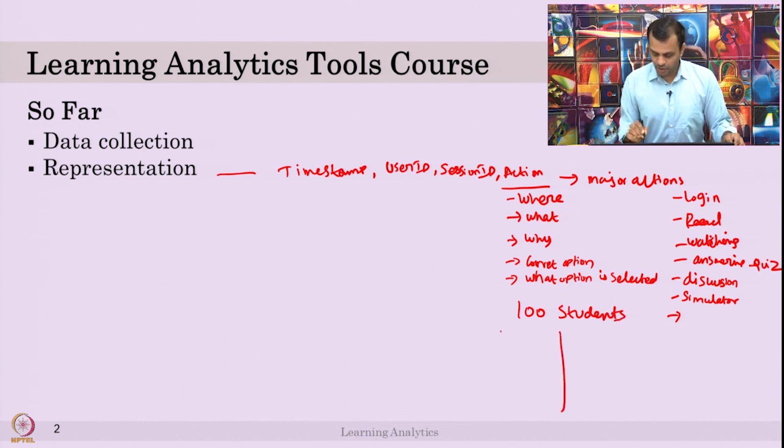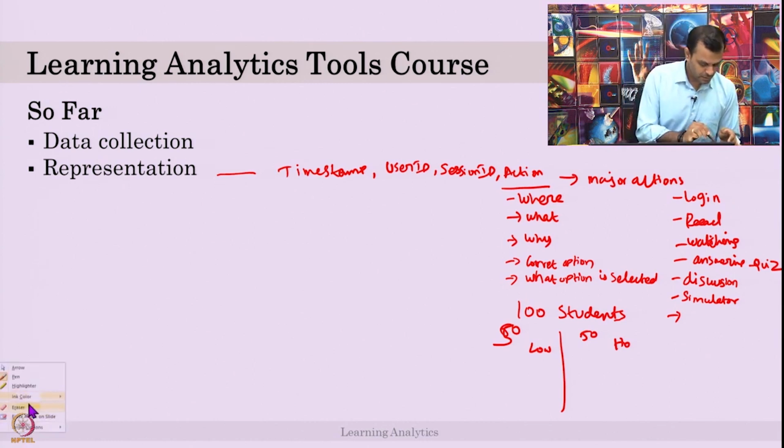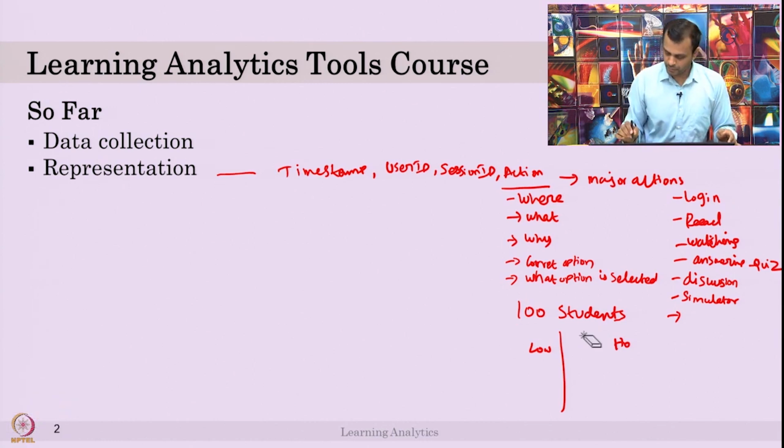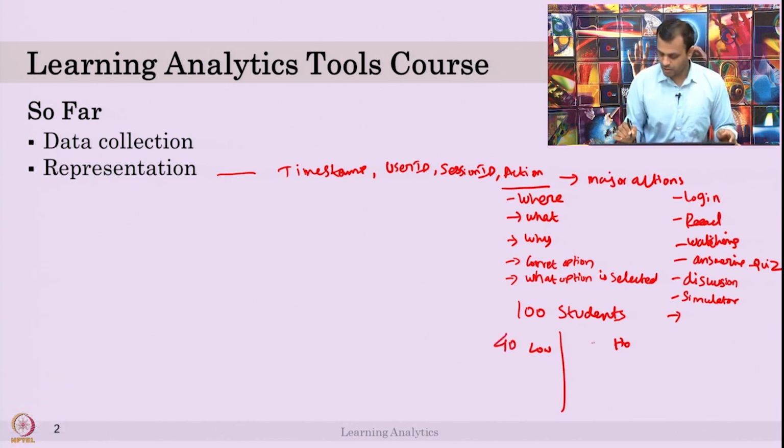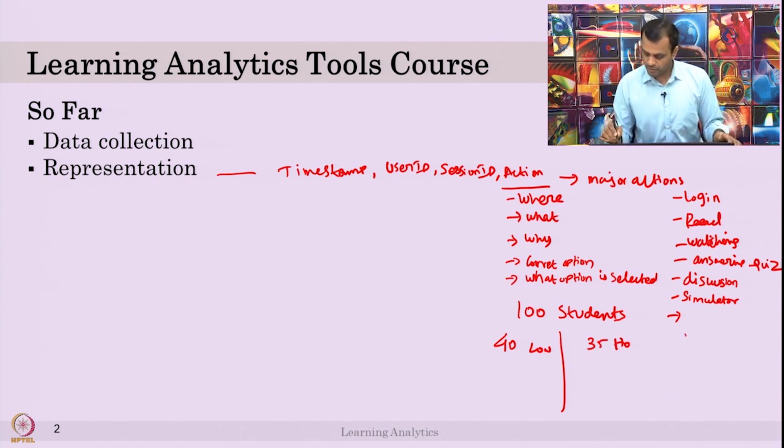You sort the students based on a pre-test and post-test score: 50 students are low performers, and 50 students based on pre-test score are high performers. Or maybe instead of 50, let me put it differently: this is 40, there are some 35, and in between there are some students who were neither low nor high, but in between.